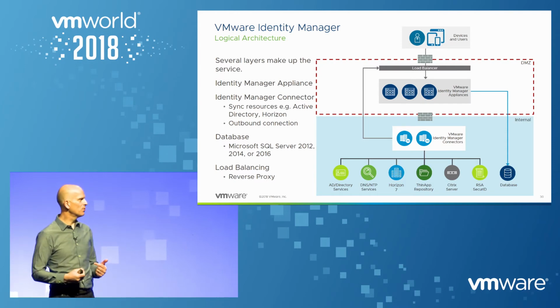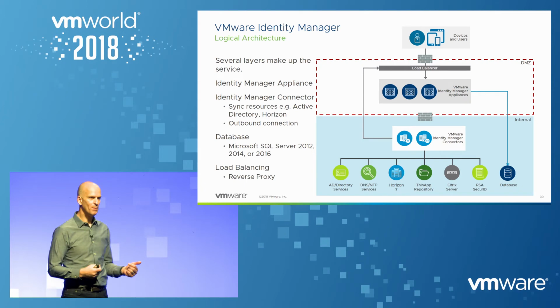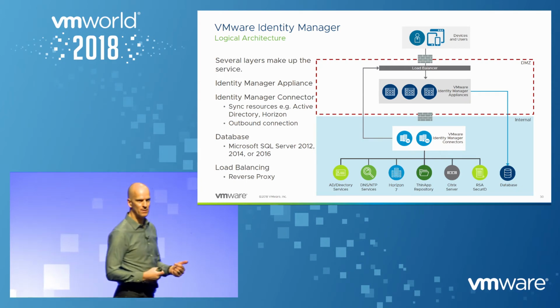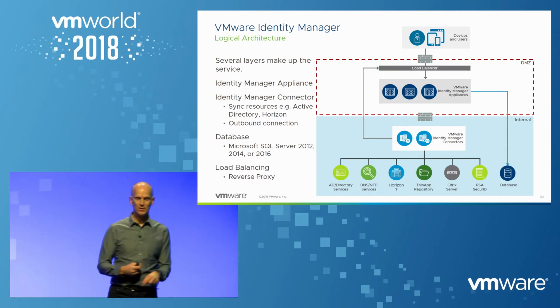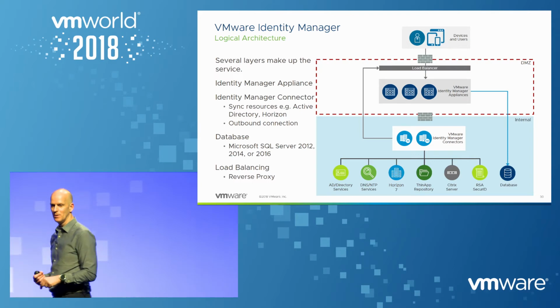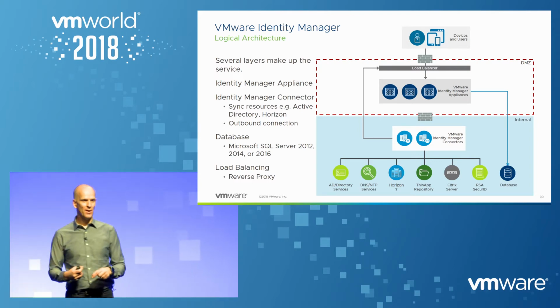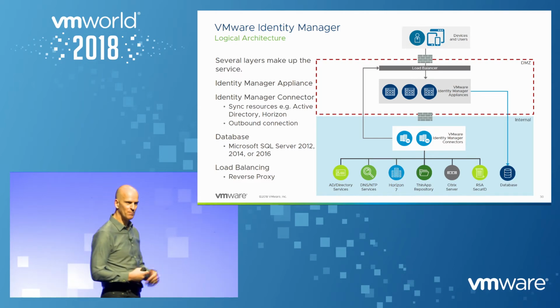Now, this then allows us to do some architectural decisions. We can then put the Identity Manager appliance into the DMZ. We leave the connector internally. It's the thing that talks to the things I care about, like Active Directory and all my resources. And it's got an outbound configuration, so nothing can talk directly to it. So it's secure. I'm securing that.